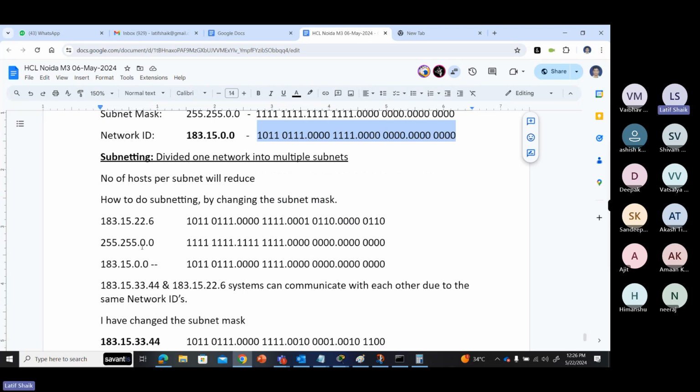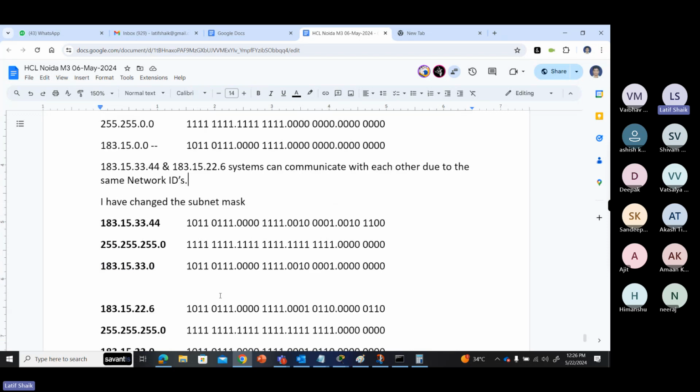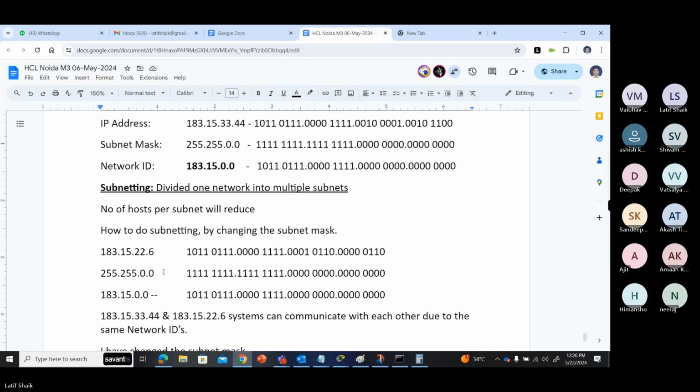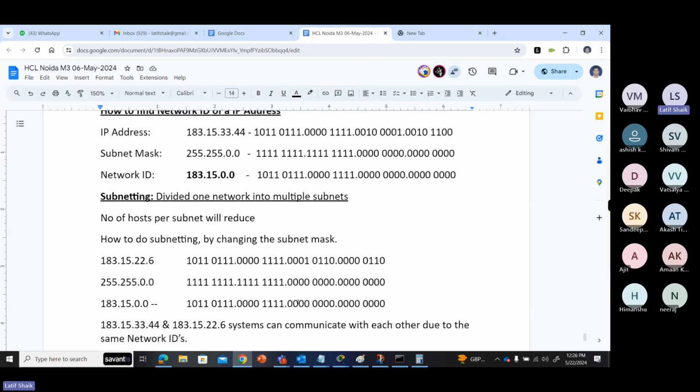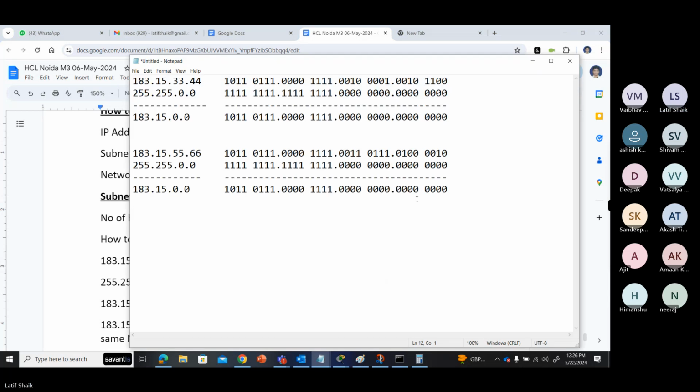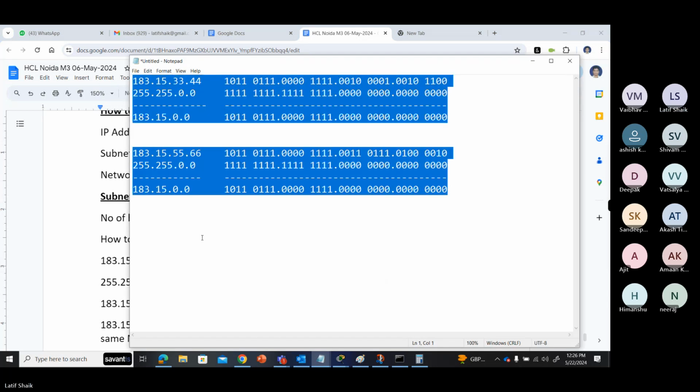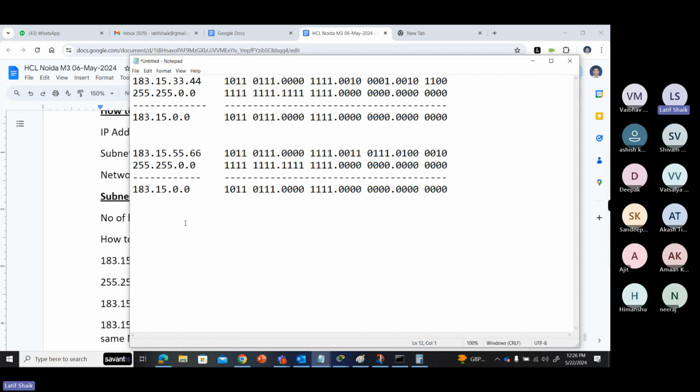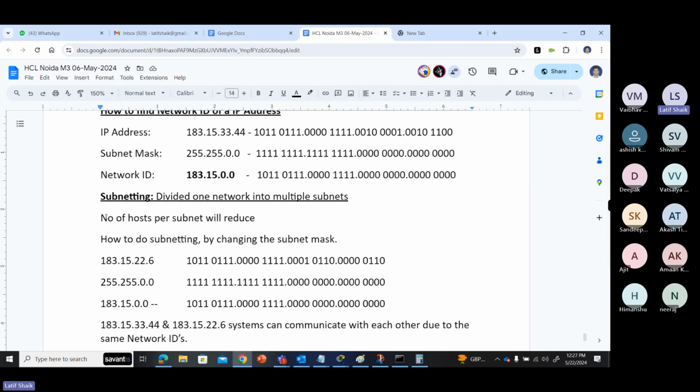Here also we discussed it. Different IP addresses but the same network ID, so both are able to communicate with each other. Why? Because their network ID is the same. Here also we have done it like that. Guys, do you understand this part? How to find the network ID.